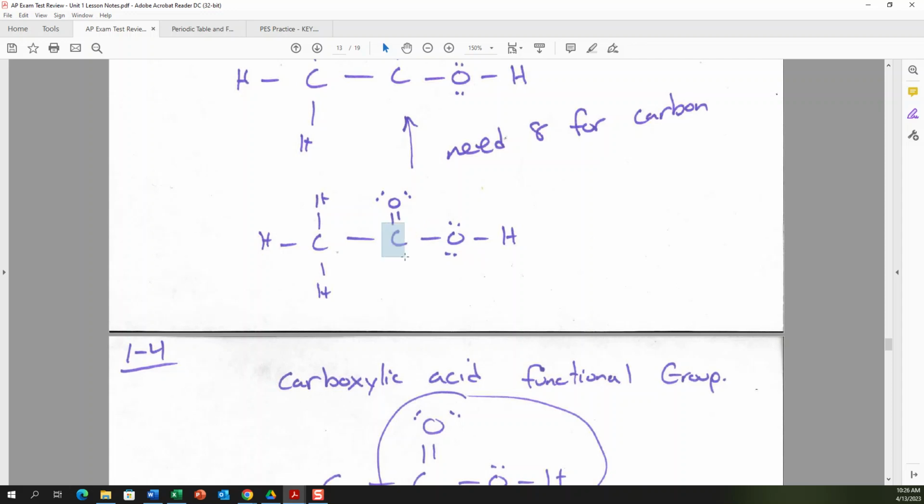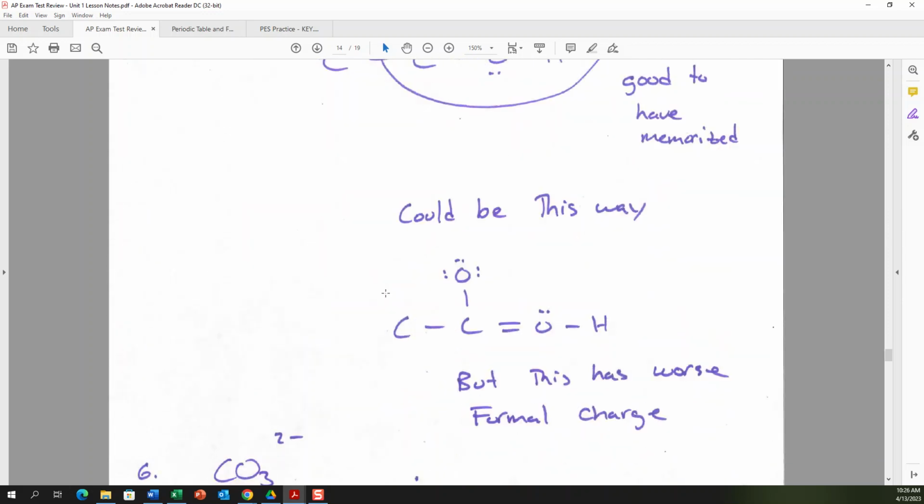What's the hybridization of the carbon? This carbon's sp2. This oxygen, 4 domains, is sp3. This oxygen, 3 domains, is sp2. This carbon right here is tetrahedral shaped and it's sp3. Okay, so be able to kind of answer those questions.